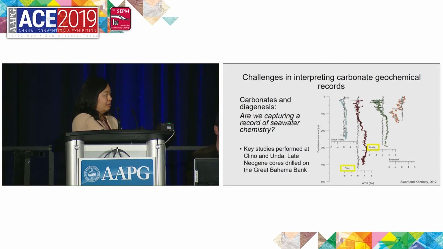So some of the classic studies looking at the effects of diagenesis on geochemical records in carbonates come from a whole suite of studies from Clino and Unda and other cores that were drilled in the Great Bahama Bank. If you looked at this data, this is delta 13C, without any context, you might say, oh, look, there are some large negative excursions. Of course, the Pliocene ocean didn't experience carbon isotope perturbations to this degree, and instead this represents meteoric diagenesis from sea level changes due to the last glaciation. And so this should give us pause about interpreting these records very simply as changes in seawater.